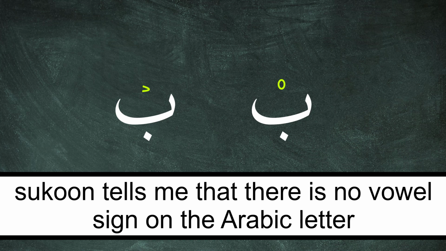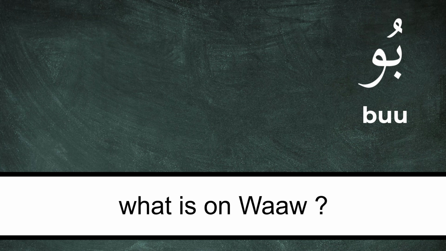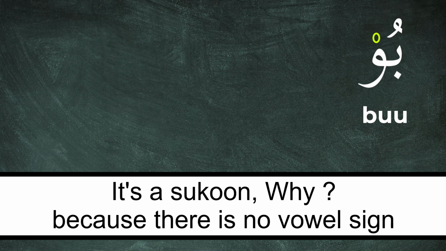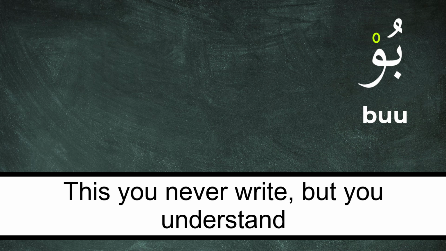Are you with me, brother? Okay. Where is the vowel sign here? On Ba. What is on Vaw? It's a Sukoon. Why? There is no vowel sign. Now this you never write. You never write, but you understand.